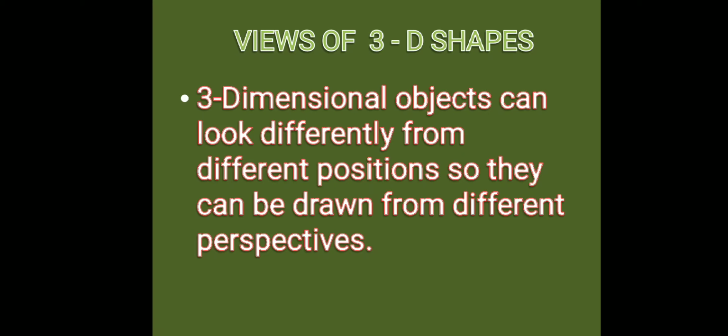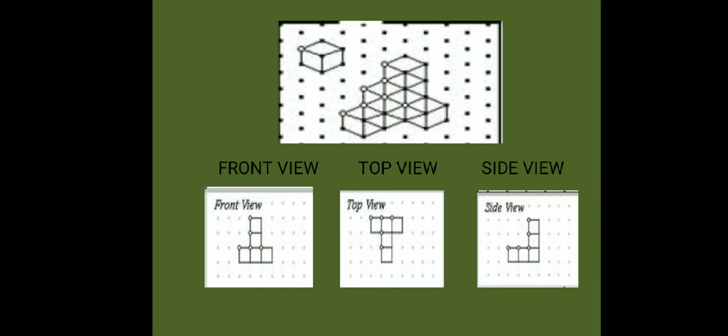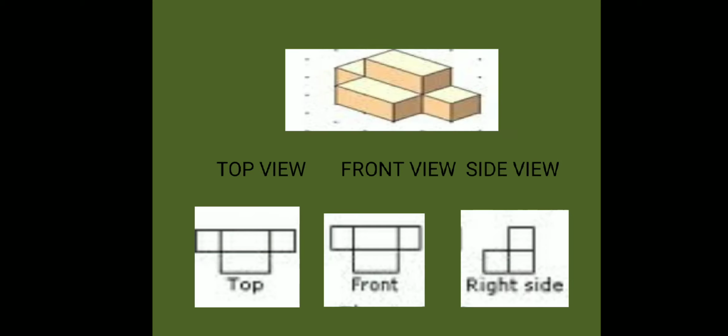Now, as we view a 3D shape from different positions, it appears different. Yes, let us see. This is a pyramid. See its front view, its top view and its side view. Yes, they are all different. See the figure given. Yes, on isometric dot paper, its front view. From the front it appears like this. From the top it is different, and from the side. Another example for that.